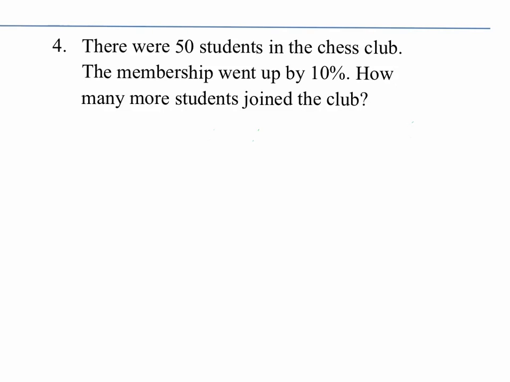Number 4. There were 50 students in the chess club. The membership went up by 10%. How many more students joined the club? This is a percent of a number problem where you have to find the percent of, which means times, 50. Change your percent to a decimal. That would give you 1/10, or 10 hundredths. But it's easier if you leave it at 1/10 times 50.